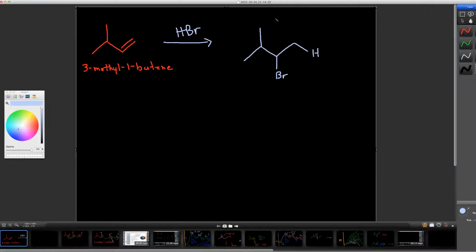We also saw that this molecule can rearrange, and so we'll get a reasonable amount of product in which I have 2-bromo-2-methylbutane, about 60% of this, and about 40% would be 2-bromo-3-methylbutane.